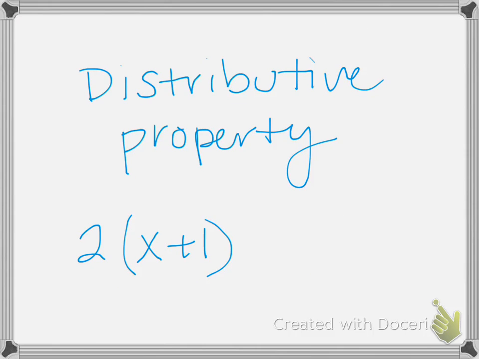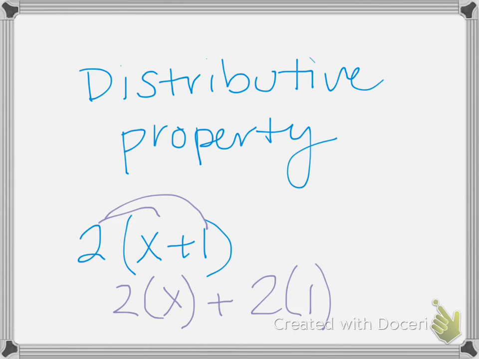Okay, distributive property. You're just basically distributing whatever is in front of or behind your parentheses. So in this case, I am distributing this 2 to both of them. So I'm going to get 2 times x plus that 2 times 1. So 2 times x is just 2x. 2 times 1 is just 2. So we're just distributing that 2 to everything in the parentheses.